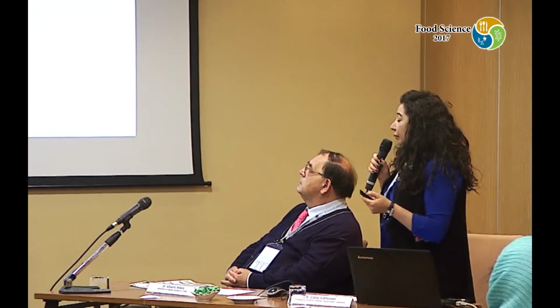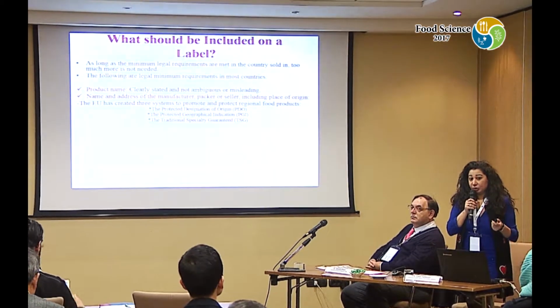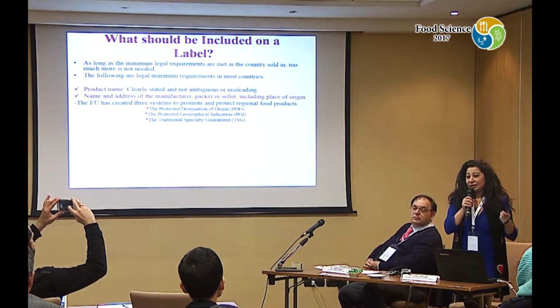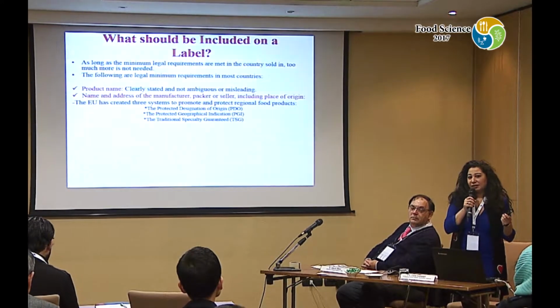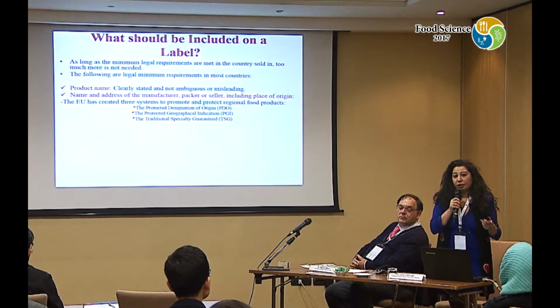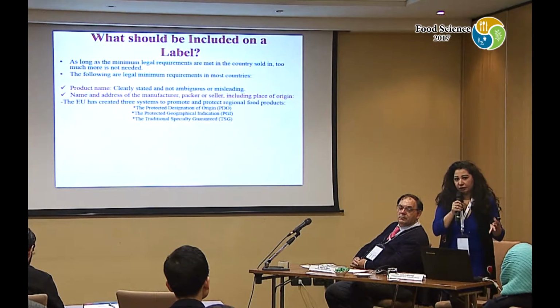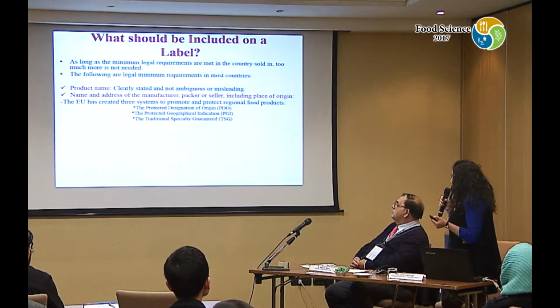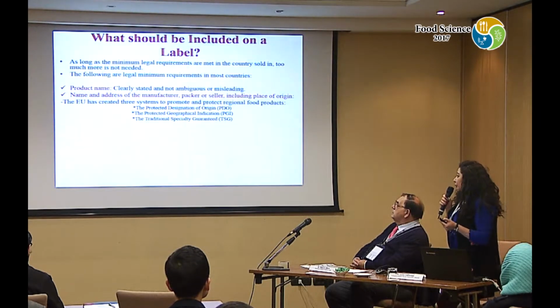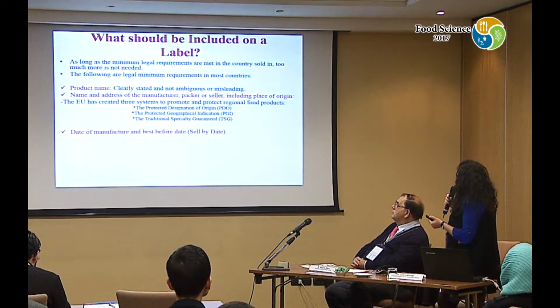Then we need to have the name and address of the manufacturer, packer, and the seller. Here the European Union has 3 distinguishable things. And the most important thing is that, let's say we have a Greek yogurt pot. We don't want to think that this Greek yogurt is coming from Greece, because it might actually come from anywhere except Greece. So we always need to know where it is being packed, where it's being sold, and the manufacturing too. So the EU has created 3 systems to promote and protect regional food products: the protected designation of origin, the protected geographical indication, and the traditional specialty guarantee. These are the main 3 regional food product protection and promotion schemes according to the EU.